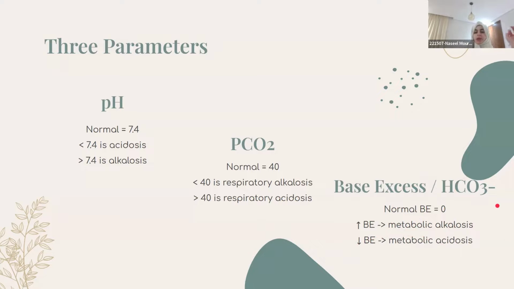Now let's say we're using bicarbonate. What is the normal value for bicarbonate? I want to see if you guys remember. What's the number that we use for bicarbonate? 24. Excellent. So let's say you don't have a base excess, but you're given bicarbonate, then you would see if it's 24. If it's less than 24, then you're having what? Acidosis or alkalosis? Acidosis. Excellent. And if it's more than 24, you're having alkalosis. So keep these three parameters in mind, and this is how most of the questions come.